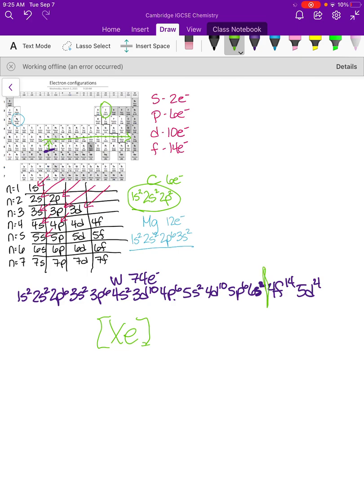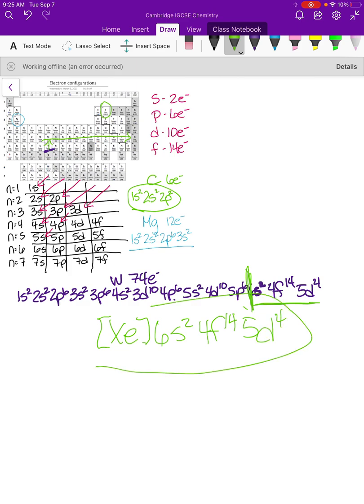Noble gases always end on a p. So the last p that was filled, and then you take whatever's after that p and you put it behind it. So 6s2, 4f14, 5d4. That's going to be the noble gas notation for tungsten. You don't have to write any of that extra stuff. So that's how you do the noble gas notation and how you do the electron configurations. So practice those, and if you have any questions, email me.